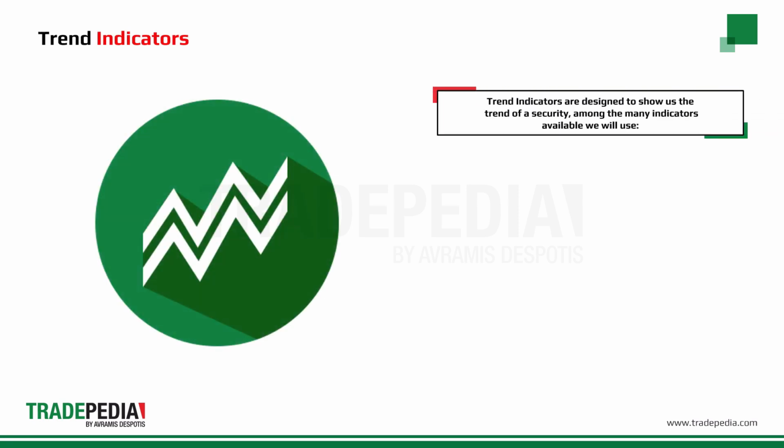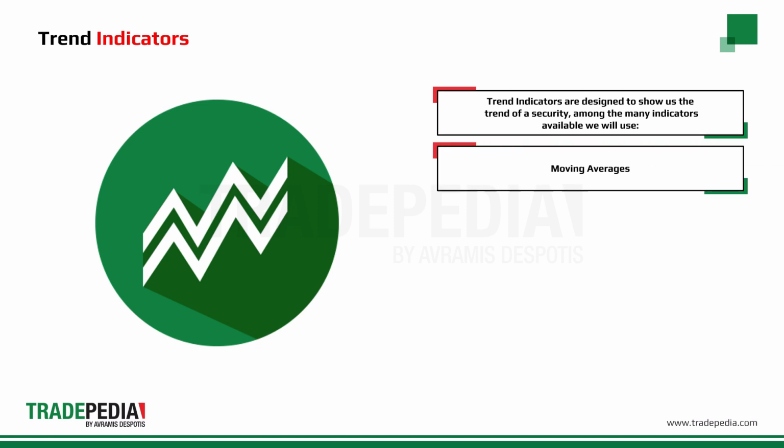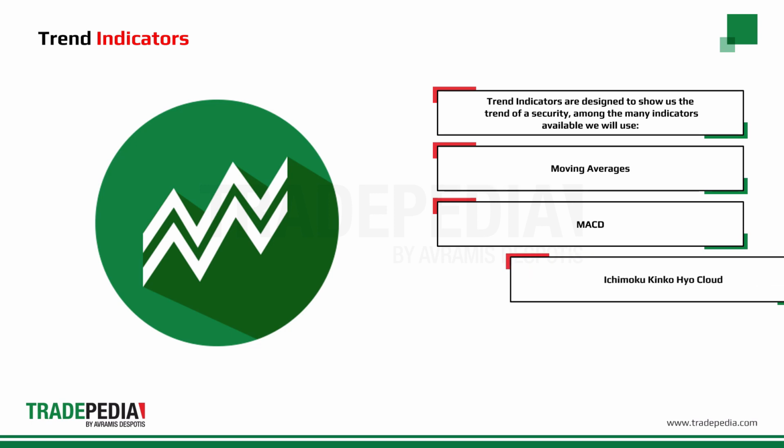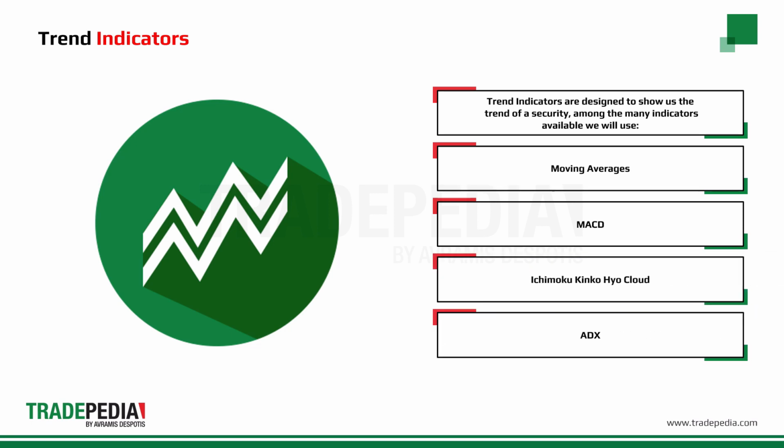Trend indicators are designed to show us the trend of a security. Among the many indicators available, we will use moving averages, moving average convergence divergence, MACD, Ichimoku Kinko Hyo cloud, and the average directional index, ADX.